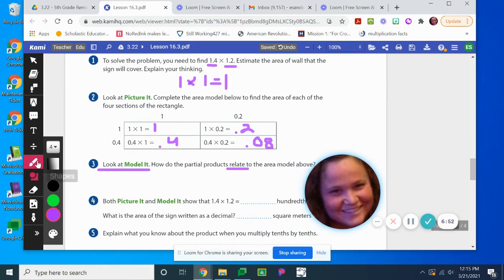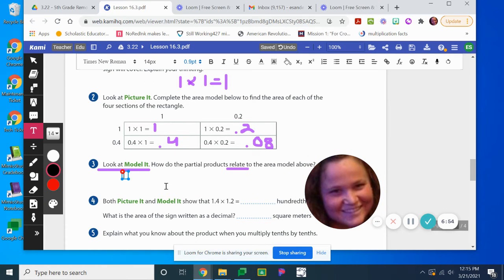And how are they the same? It says, technically, the partial products show us the same steps in each of the 4 sections of the area model.